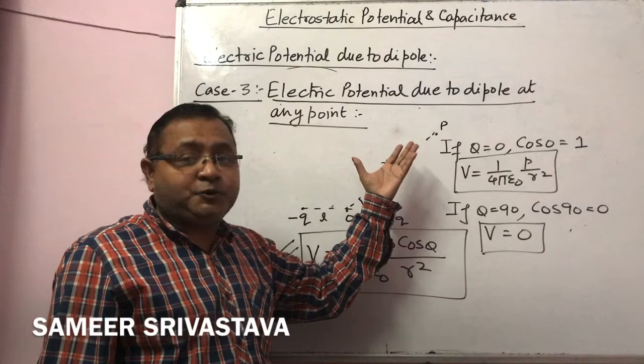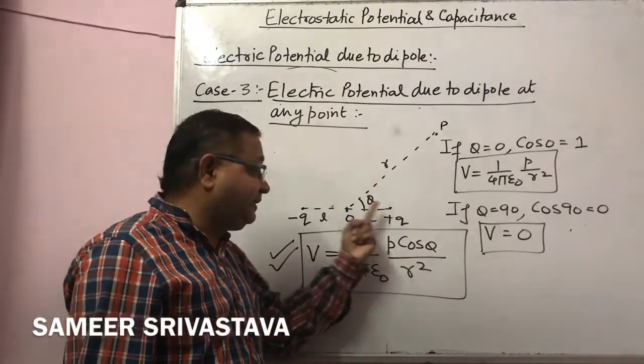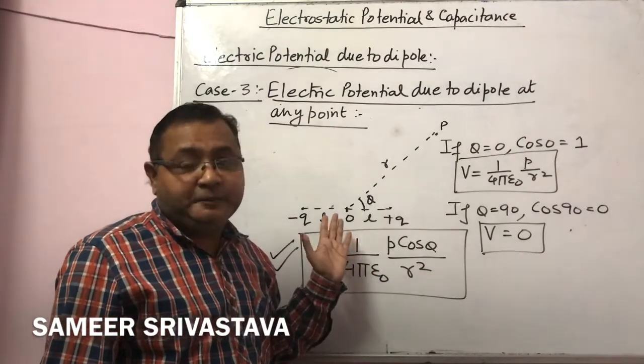So if in the question your angle is given, then put the value of the angle here and find the potential value at any point. Okay, done.